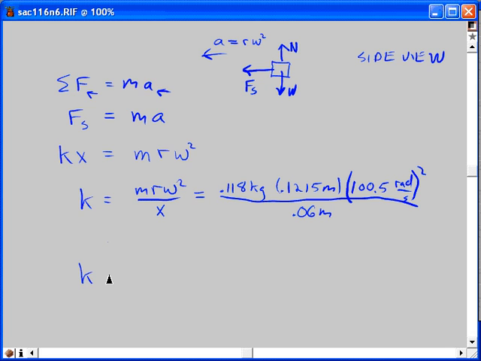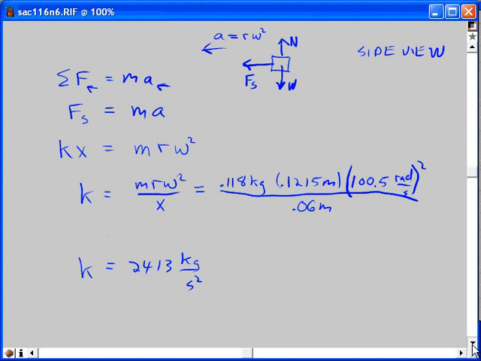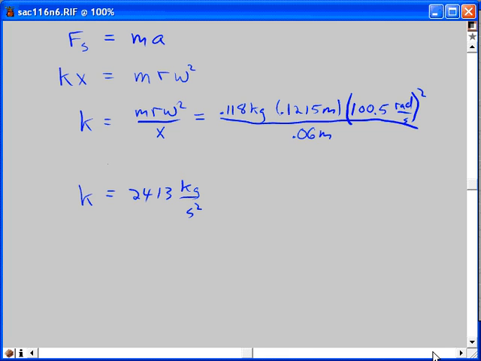I evaluate that, and I get K is equal to 2413 kilograms per second squared. Kilograms right there, per second squared, and the meters cancel out. And radians, remember, not a true unit, more a marker than a unit, and I can erase that and get my result for K. Alright, that is the result for K.